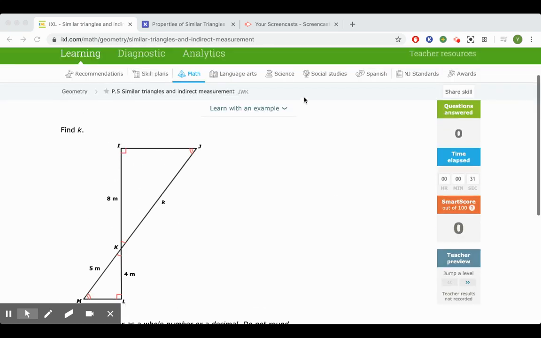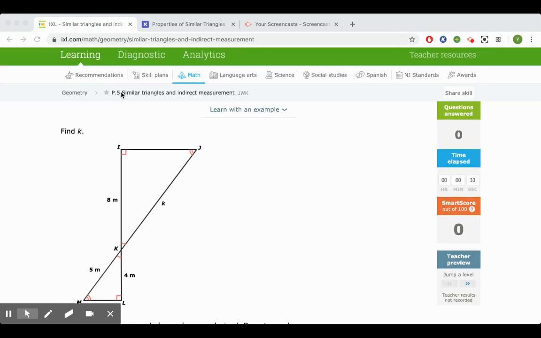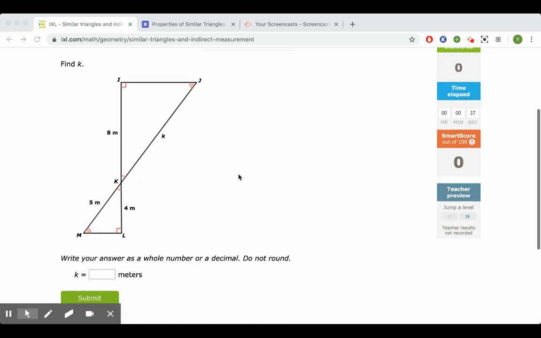Hello, class. I'm going to help you with your assignment, similar triangles and indirect measurement. So we're going to find the measures of sides without using a ruler or tape measure. We're going to use math. Okay? So this one says find K.